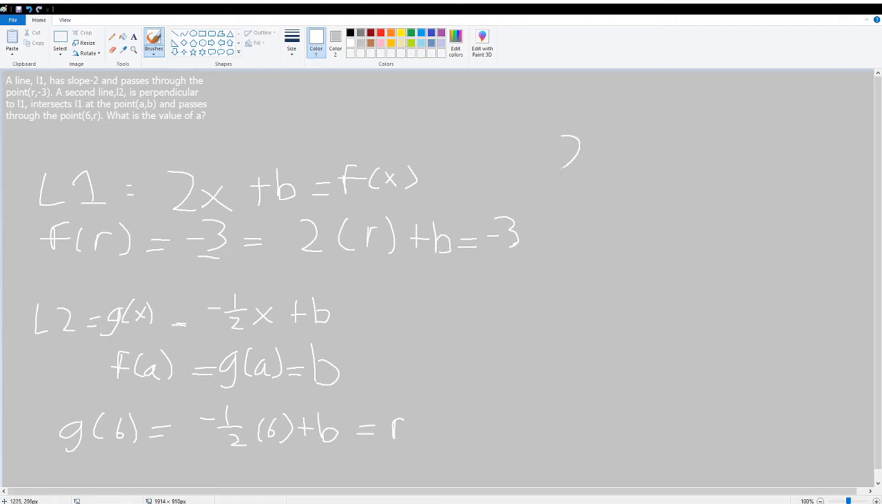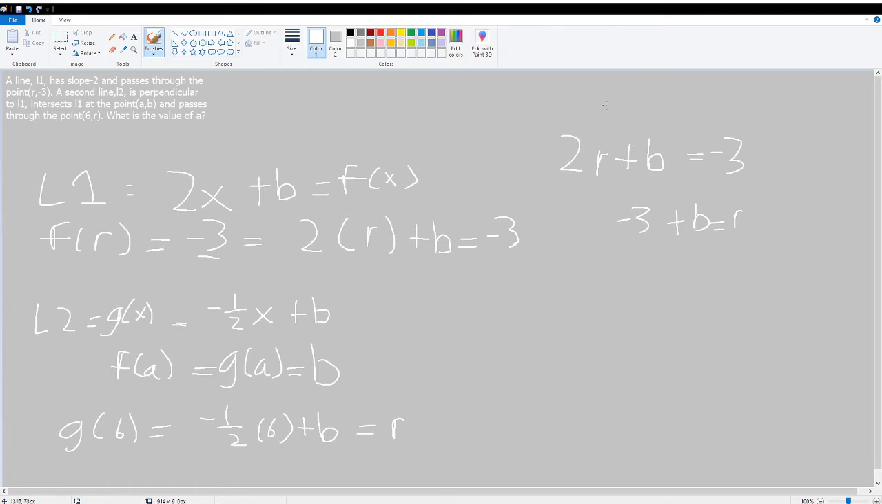So we have 2r plus b is equal to -3. We have negative 1/2 times 6 plus b is equal to r. So in other words, negative 1/2 of 6 is just -3, so we can actually erase this and write -3 plus b is equal to r.